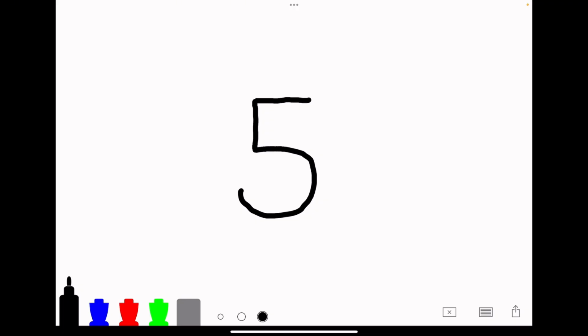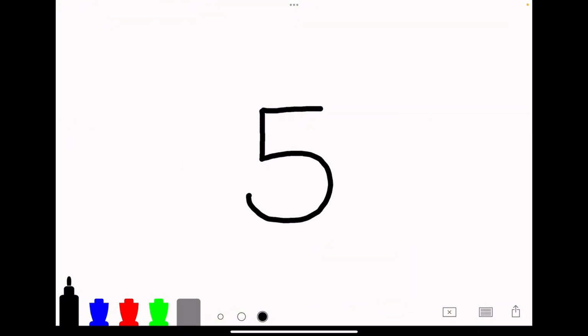Let's go ahead and write the number 5 one more time together, TTC family. So let's start off with making a straight line going across. Then we have to make our straight line going down. And now we have to make a curved line going around. And here we have the number 5.